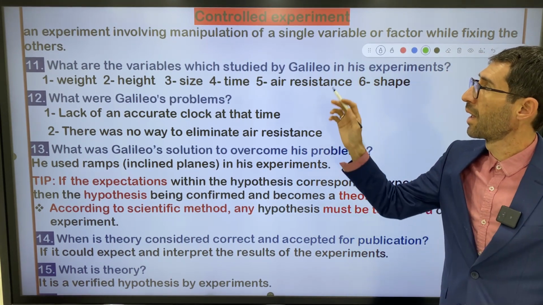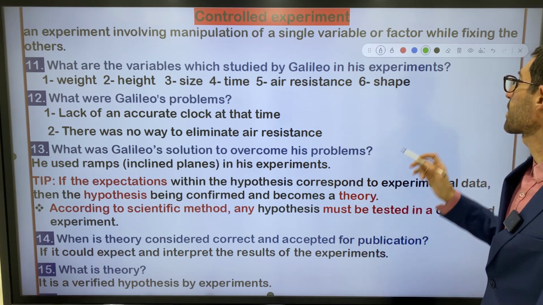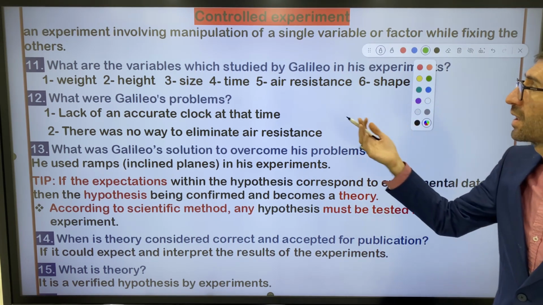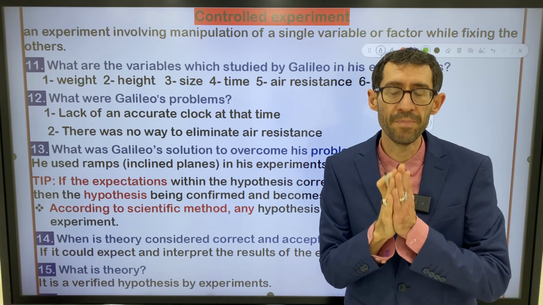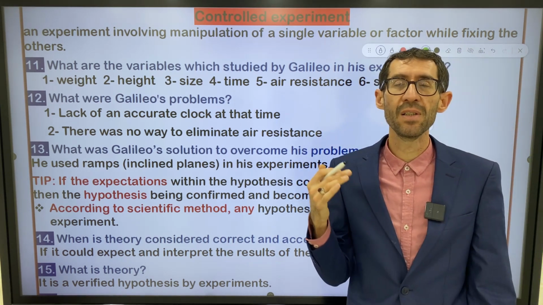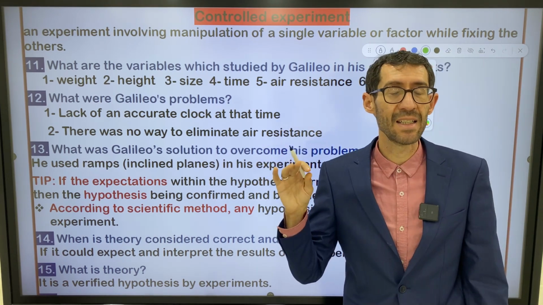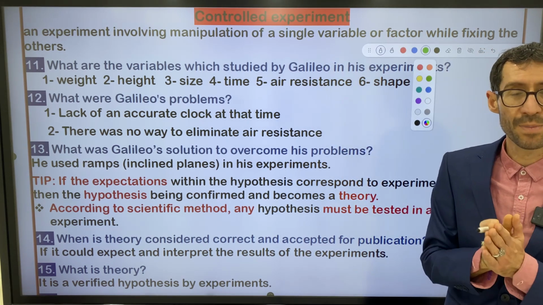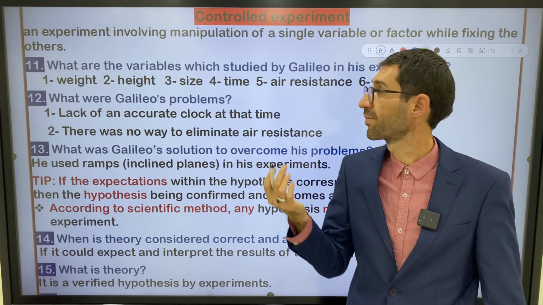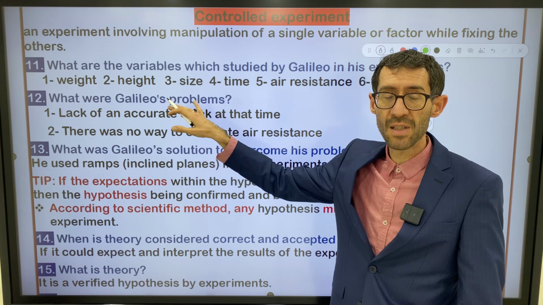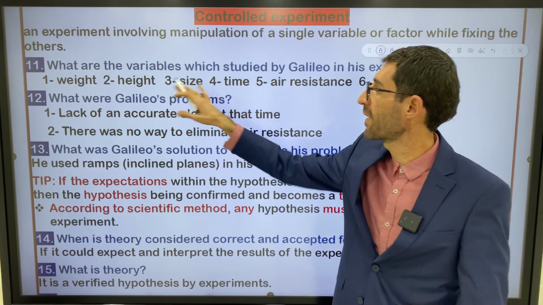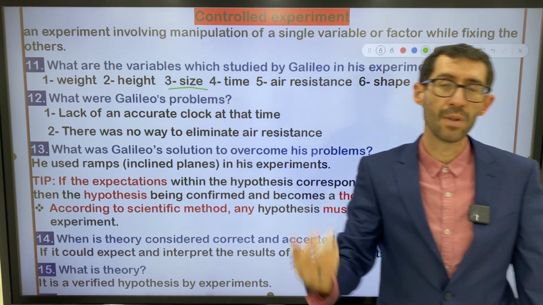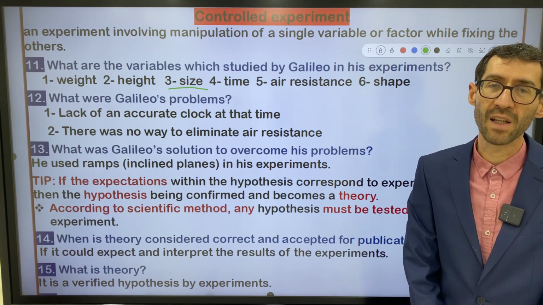Actually, let me focus on the controlled experiment. For example, Galilei wanted to study these factors, but the examiner should test the hypothesis one by one. The examiner should test these factors one by one. Let me explain this one. Galilei wanted to test the size of the falling objects, right?